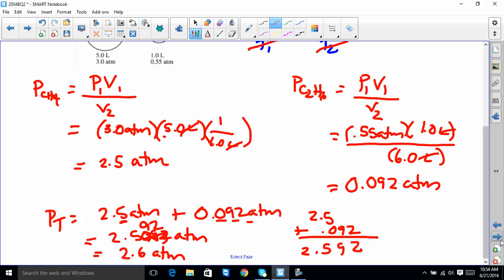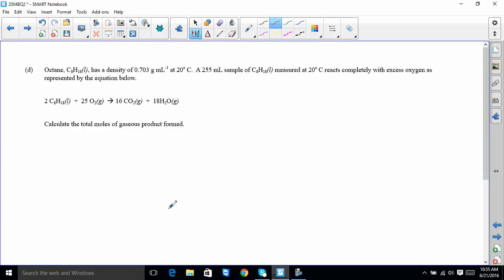And then this next one is what I think is the hardest problem on the whole set, because they gave you the density. I'm just going to write down what they gave you here. The density is 0.703 grams per milliliter. And then they gave you the volume, which is 2.55 milliliters.